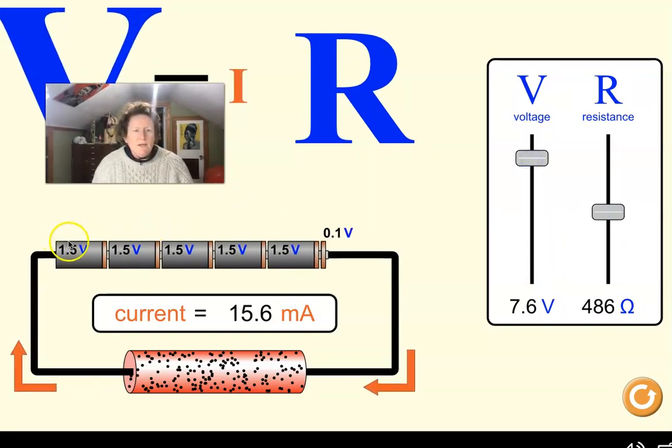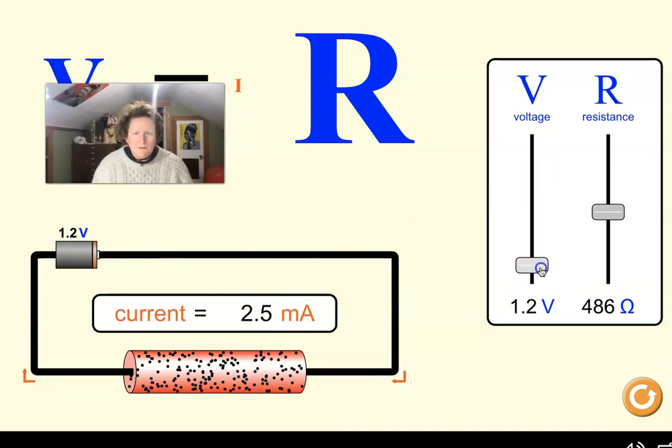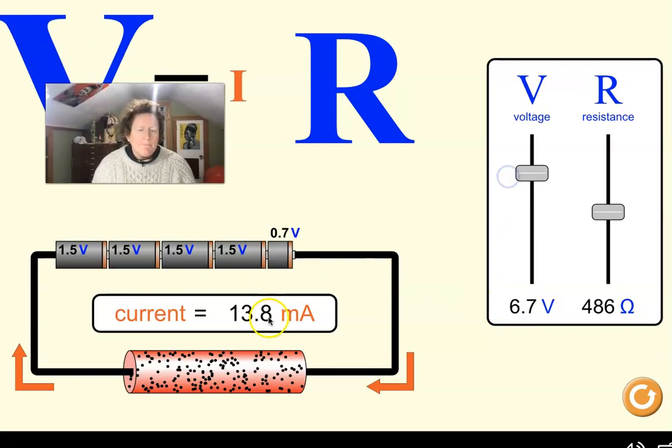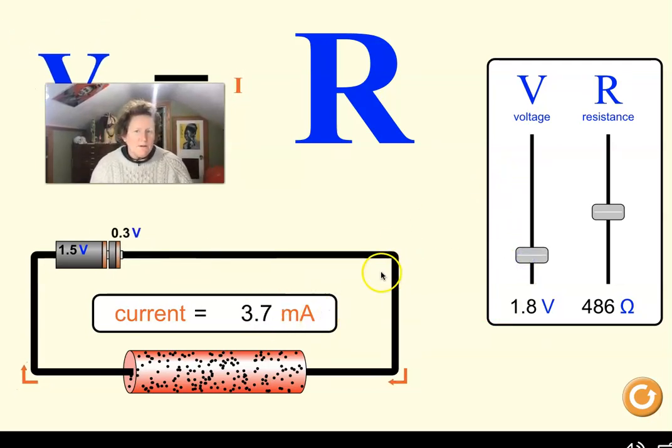As you can see, as we add voltage, we're basically adding batteries here. And the current is 15.6 at this voltage of 7.6. So as I increase the voltage, the current went up. Let's see if I decrease the voltage. Well, if I decrease the voltage, the current goes down. So now you have the relationship between V and I, or voltage and current. It's a direct relationship. Voltage goes up, current goes up. Voltage goes down, current goes down.